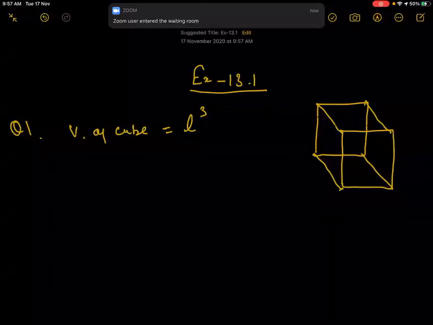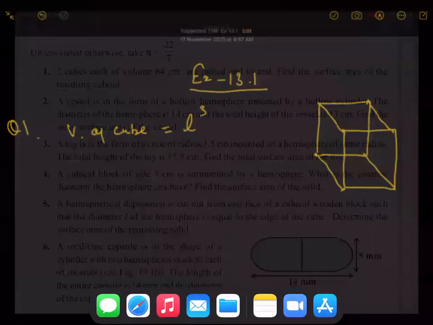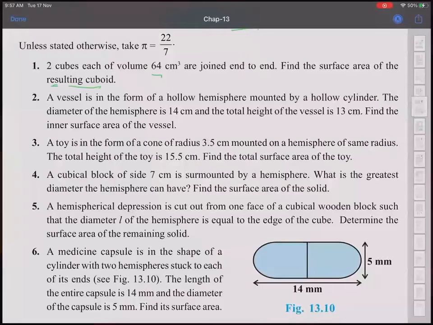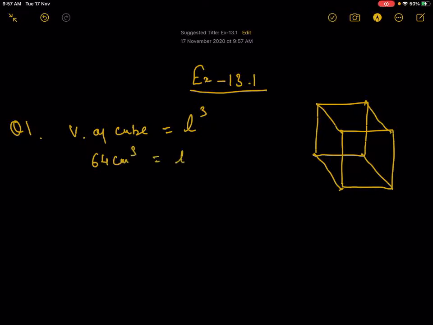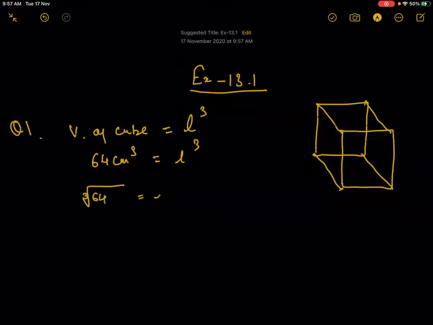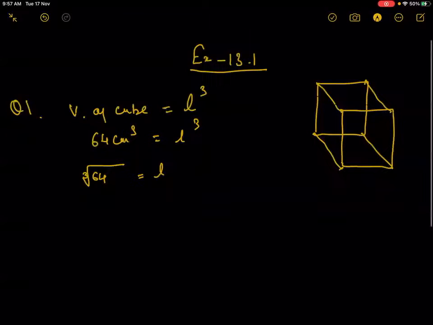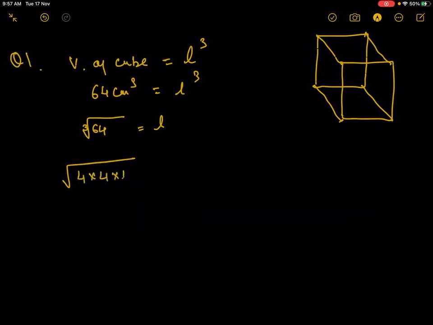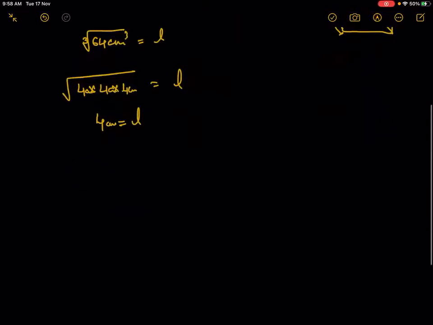In this question, you can see the volume of the cube is given to us. First, we need to find the size of the cube. So each side of the cube is 4 centimeter. Clear? Now we need to find the surface area of a combined figure.